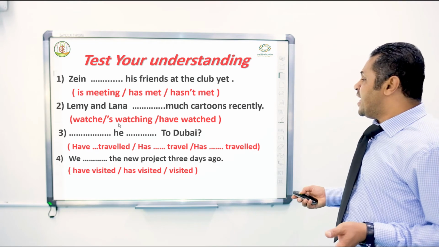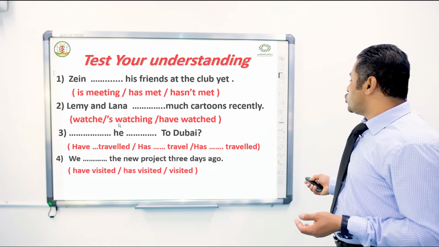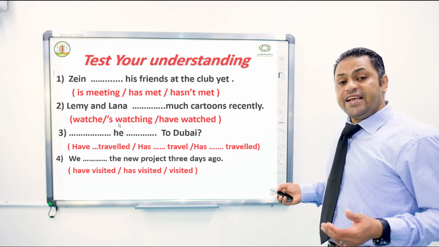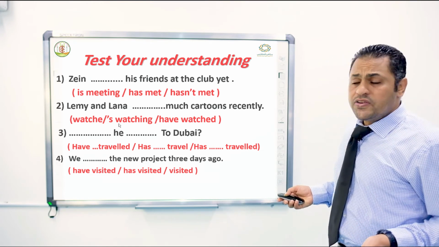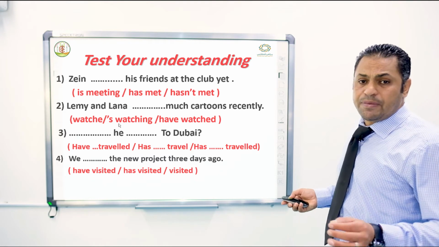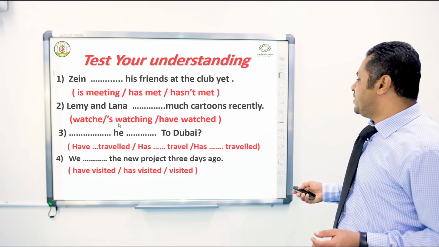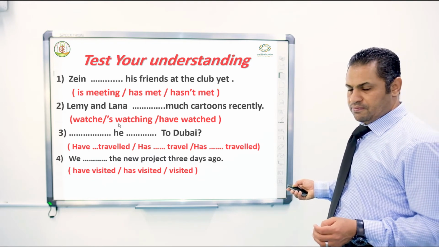Zain hasn't met his friends at the club yet. Number two, Lemmy and Lana blank cartoons recently. Recently is also a keyword for present perfect. Lemmy and Lana are plural, so they need have with the past participle. So the answer will be have watched.